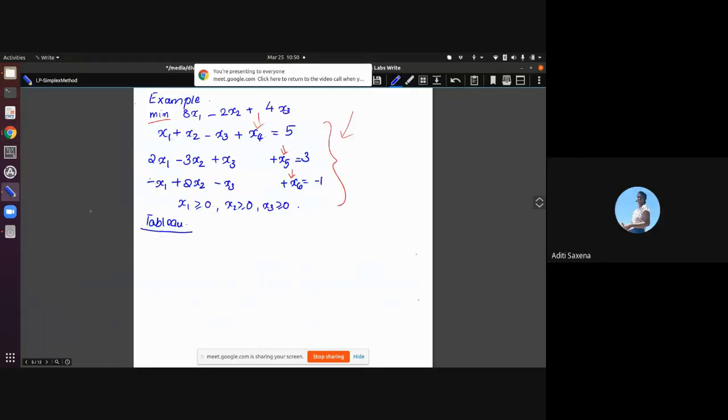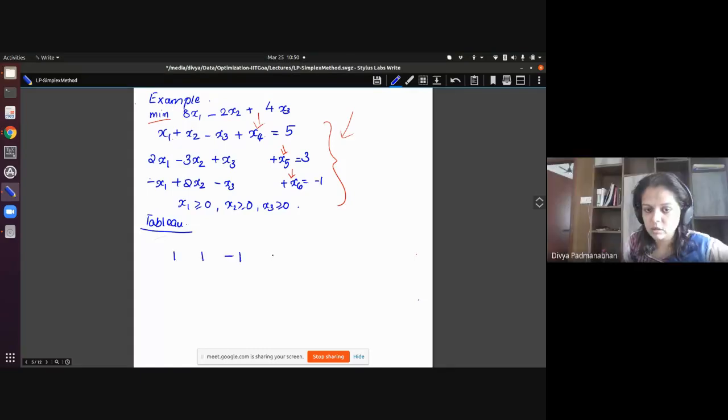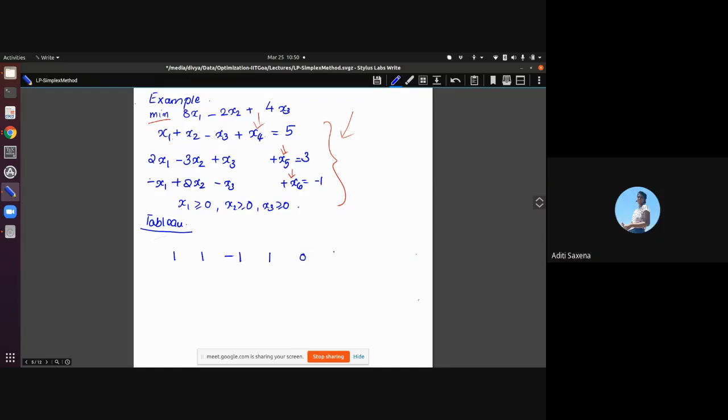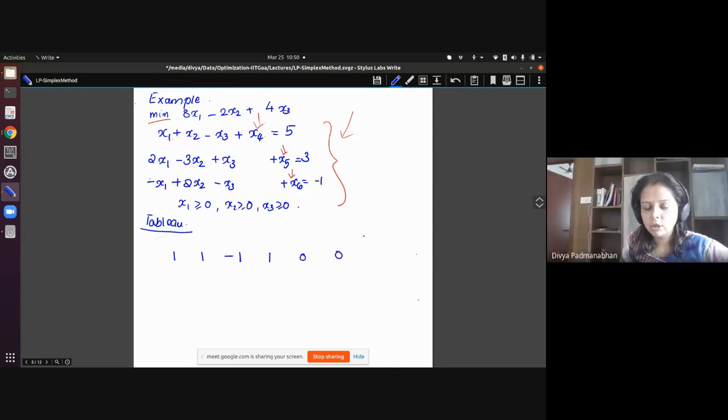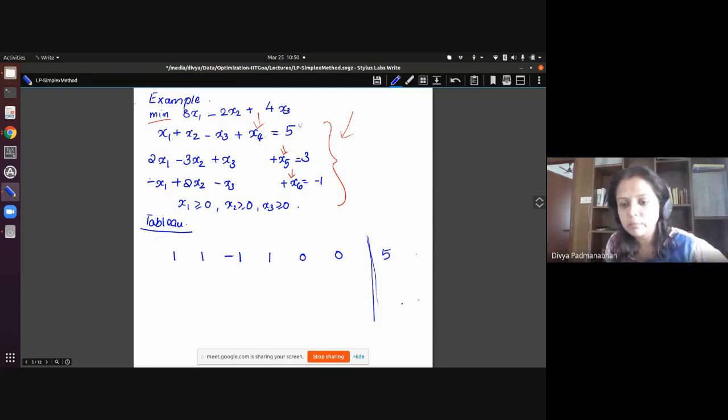Hello, yes, ma'am. It would be one, minus one, and one, one. Okay, and there are actually six variables here, so for the other two you will write zero. And you'll also write the value on the right-hand side, which is five. Let me demarcate it with this so that it's clear. Okay, good. So what about the second row? Can someone else tell me?